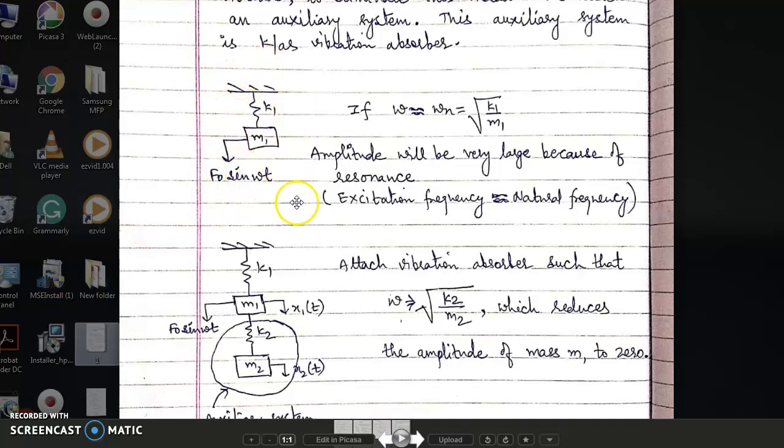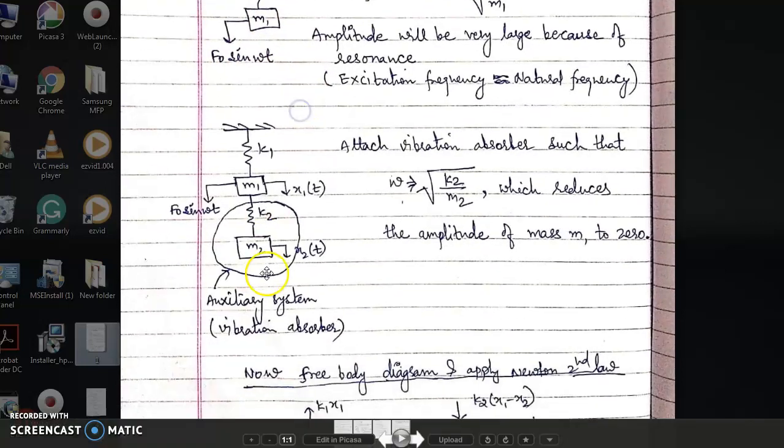So what will I do? Simply I would attach this auxiliary system that sometime we also call it as secondary system. So here I will say it vibration absorber. Okay, so we will attach this system to the main system. Our purpose is to reduce the vibration of this M1, means amplitude we have to set to 0. So this system we will attach such that we have some condition.